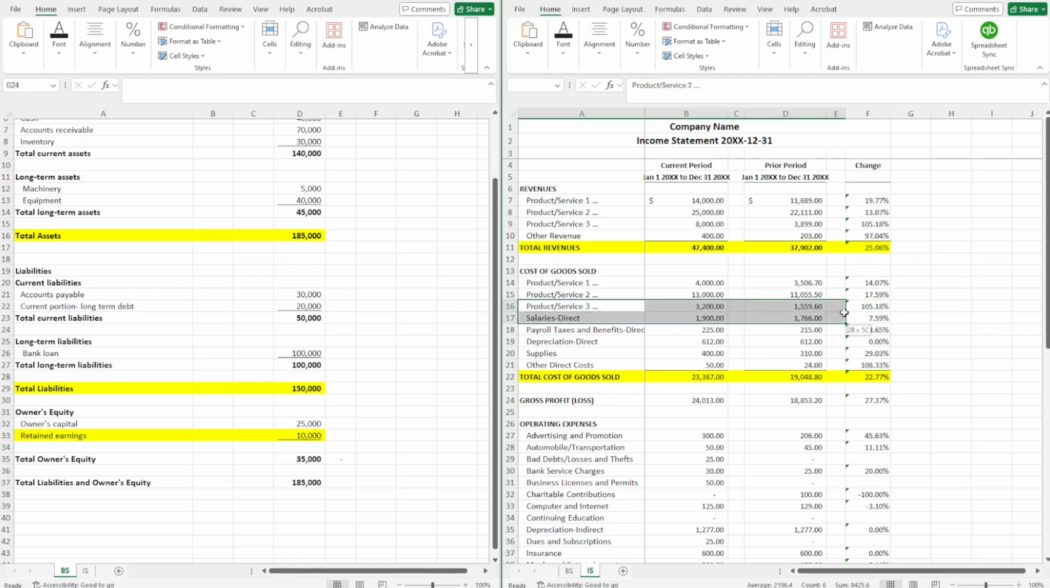In fact, the revenue for the third product has increased by 105%, matching the cost increase, indicating it is justified.